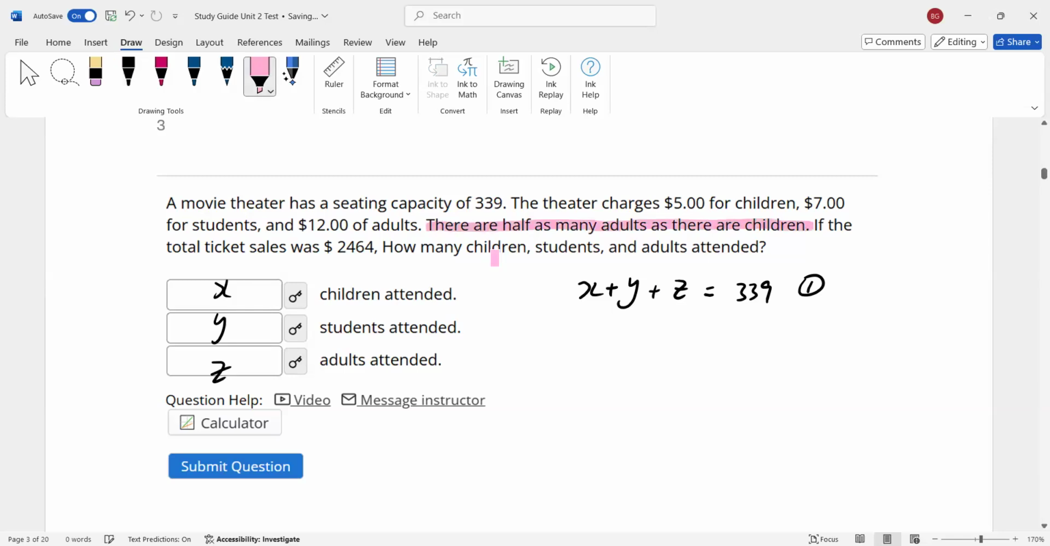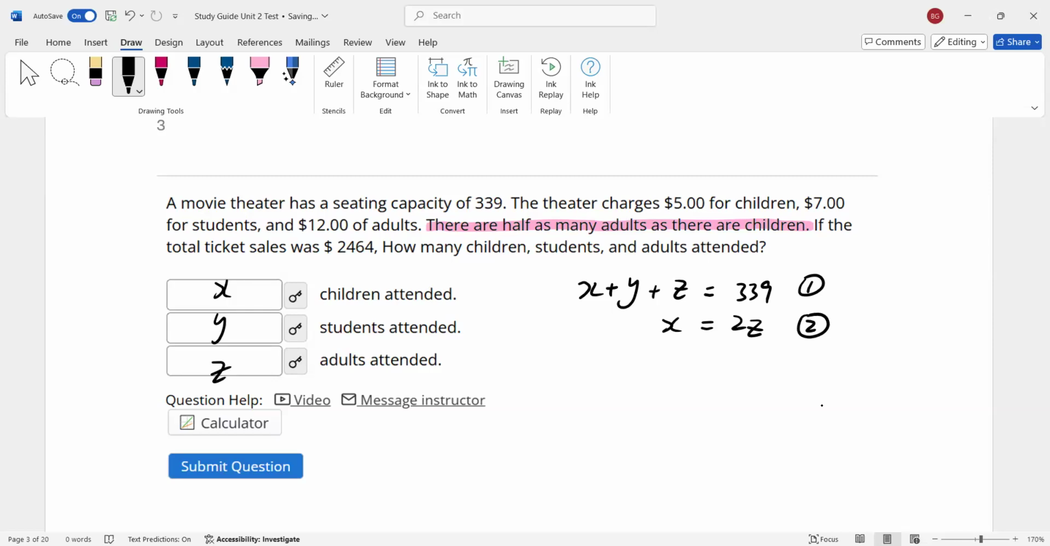There are half as many adults as there are children. So the number of children, x, is twice the number of adults, z. Children x, adults z, x equals 2z. Do you agree, Michael? Yes. It means children is twice the number of the adults, right? Okay, that's equation 2.